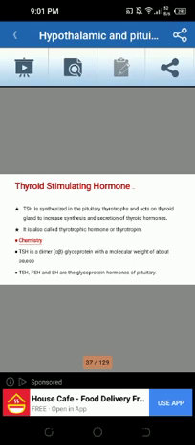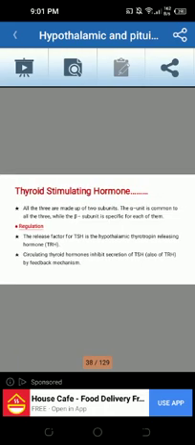Chemistry. TSH is a dimer glycoprotein with a molecular weight of about 30,000. TSH, FSH, and LH are the glycoprotein hormones of pituitary. All the three are made up of two subunits. Alpha subunit is common to all the three, while the beta subunit is specific for each of them.